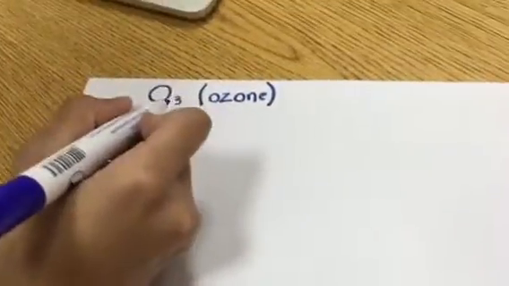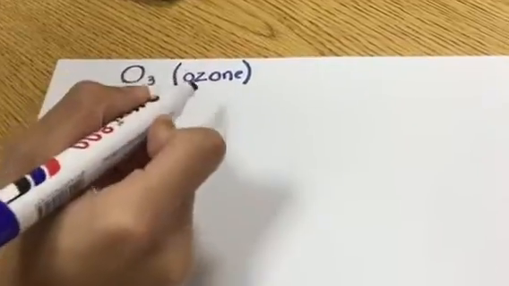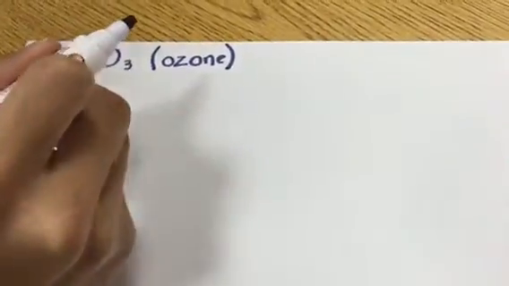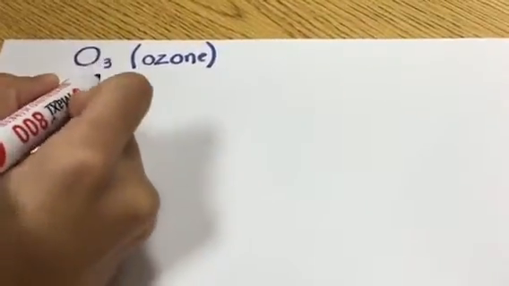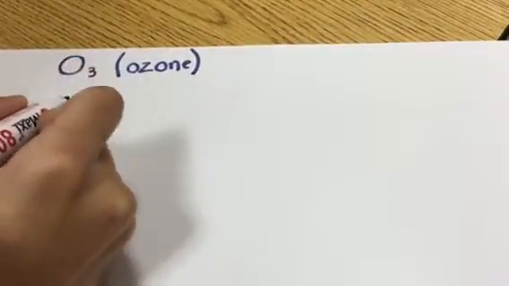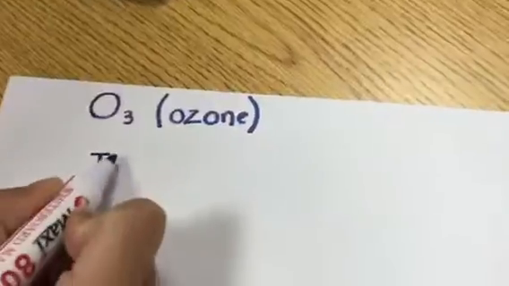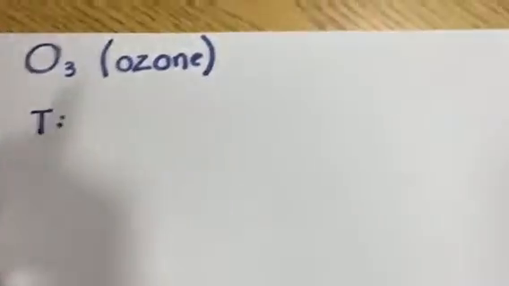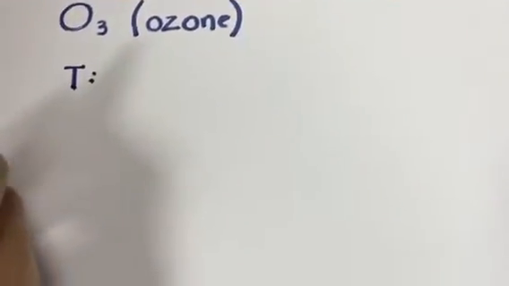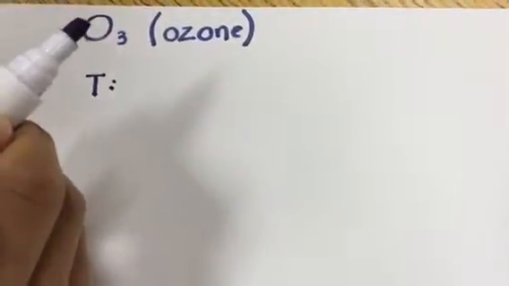So now we're going to find the Lewis structure for ozone, or O3, which is one of the pollutant gases that we'll talk about. In order to find the Lewis structure of O3, we first have to find out the total number of electrons in O3. Whenever we want to find the total number, we should always go back to the periodic table and find out the total number of electrons needed to complete the octet.